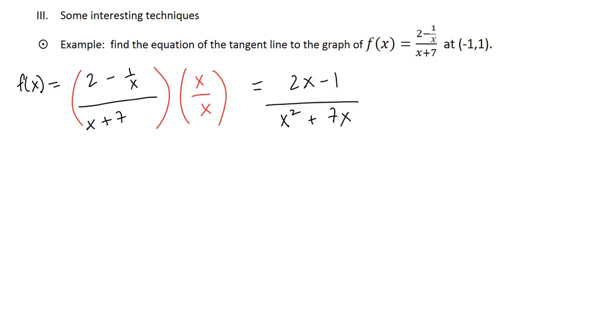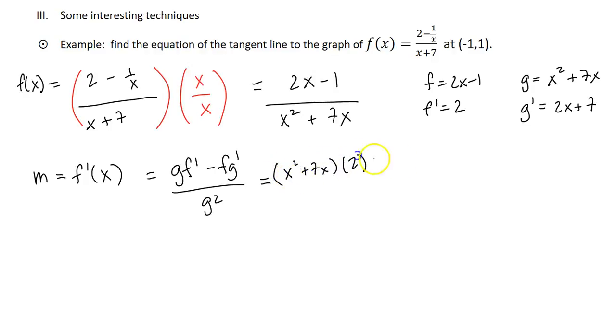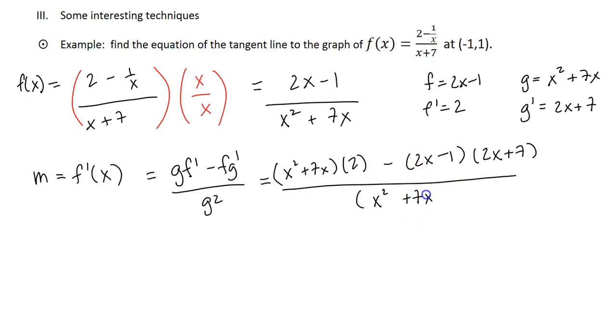And that's a lot easier to take the derivative of using the quotient rule. So my f will be 2x minus 1, and my g will be x squared plus 7x. So f prime is going to be 2, and g prime would be 2x plus 7. So I know the slope is going to be f prime of x at the given x. So that's going to be (g f prime minus f g prime) divided by g squared. And in this case, that will be (x squared plus 7x) times 2 minus (2x minus 1) times (2x plus 7), all divided by (x squared plus 7x) squared.